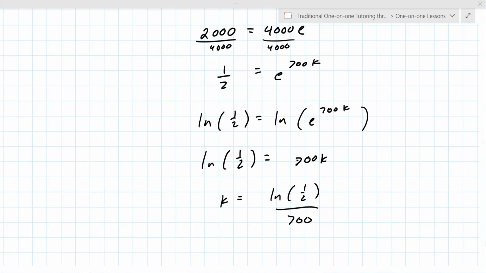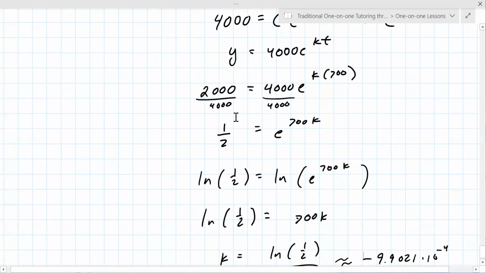And then divide by 700. Okay. All right, so this is a pretty small number, which you'll have to get in your calculator. It's minus 9.9021 times 10 to the minus 4. So it's pretty small. But the goal, let's go back to our goals here.